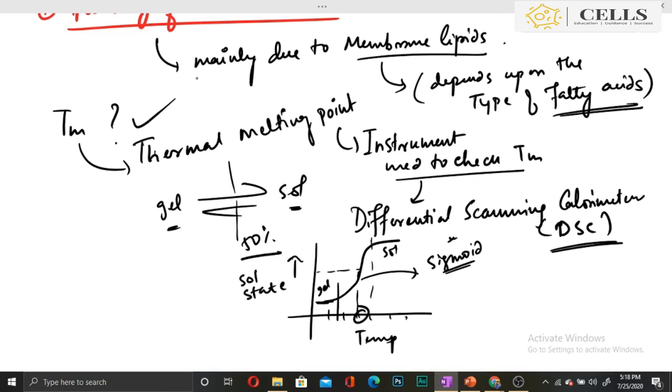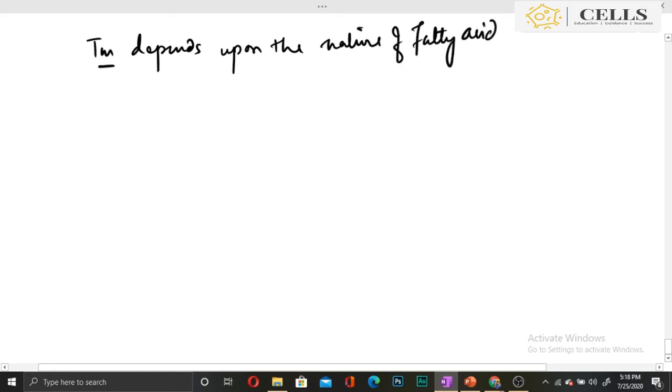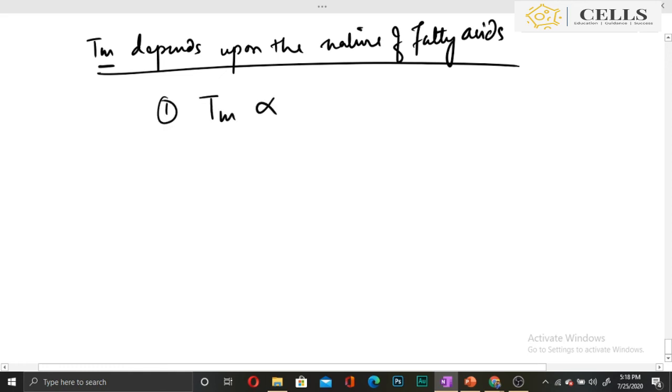So now this TM, this thermal melting point, depends upon the nature of fatty acids. Point number 1, we have to know that this thermal melting point is directly proportional to the fatty acid chain length.